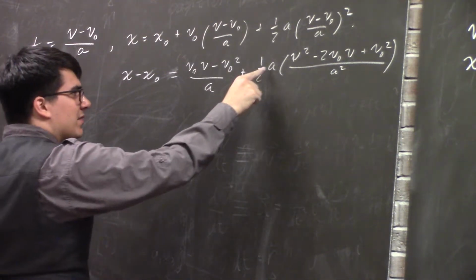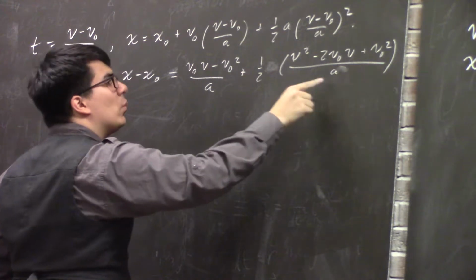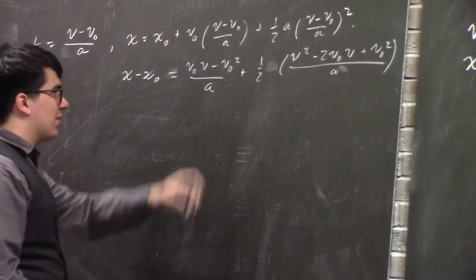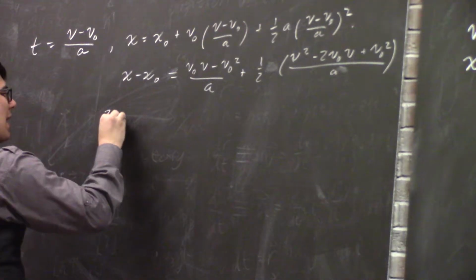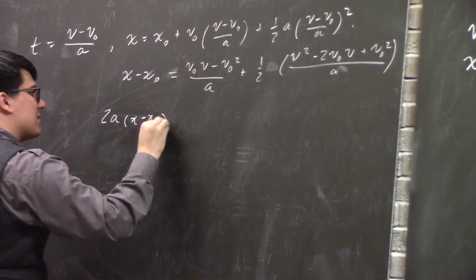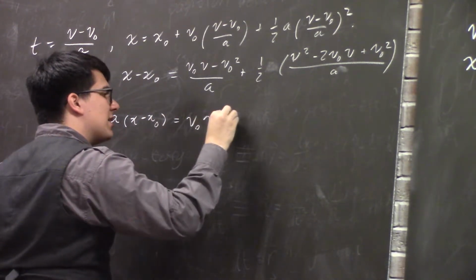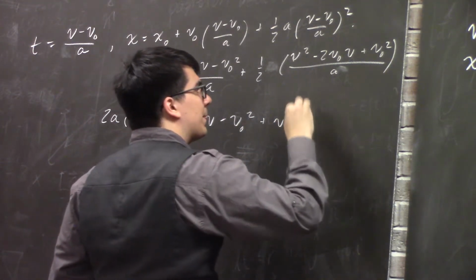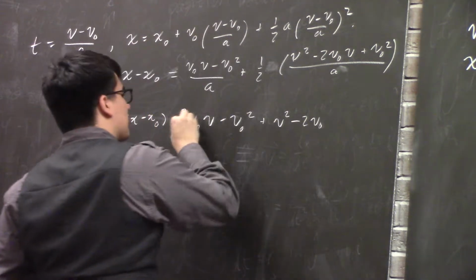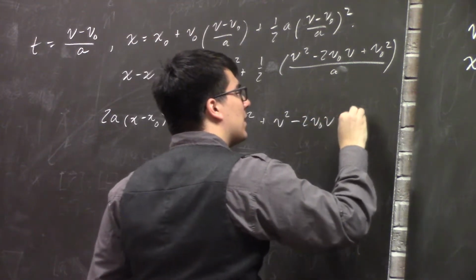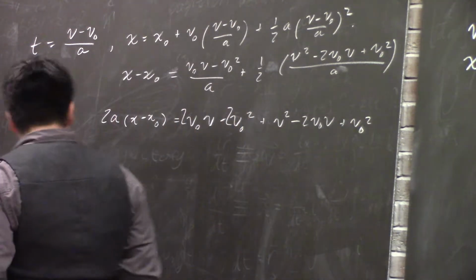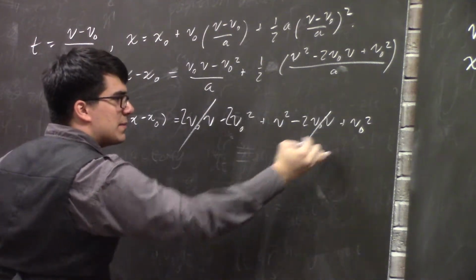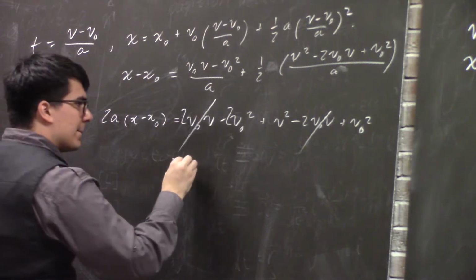I'm going to end up having, this a is going to cancel out with this a, so I'm going to end up having 1a on the bottom. So I'm just going to multiply out by a on both sides, and by 2, so I can get rid of that 1/2. So 2a times (x minus x naught) is going to be v naught (v minus v naught) squared plus v squared minus 2 v naught v plus v naught squared, right? These are going to cancel, and these are going to combine to just be minus v naught squared.